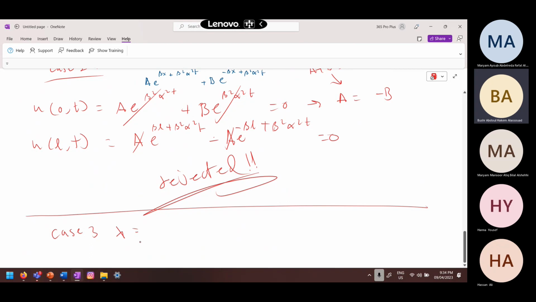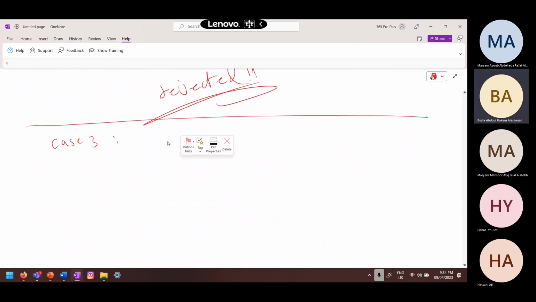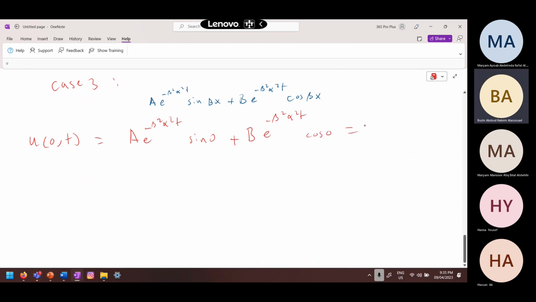Lambda is equal to, or no need for lambda, we already know what's the answer. Okay. Again, using the same boundary conditions, you'll get u of zero of t is equal to A e to the beta square alpha square t sine zero plus B e to the negative beta square alpha square t cosine zero is equal to zero. Now simplify this. Sine zero is basically zero, so this whole solution is multiplied with zero, not canceled. Remember, this solution is not canceled. This is zero, multiplied with zero.